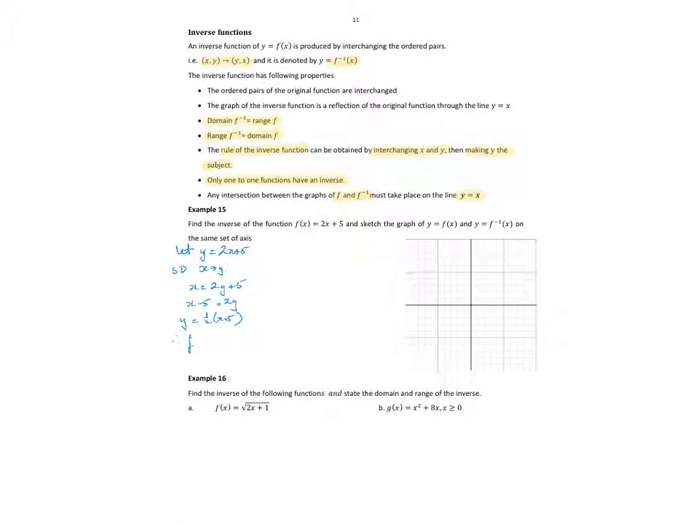Now the important thing is here we have to write f inverse of x, because remember y is not mentioned anywhere in our question. So the inverse function, okay, it looks like I might have forgotten to sketch the function, so we might try and come back and do that. So let's go to example 16.